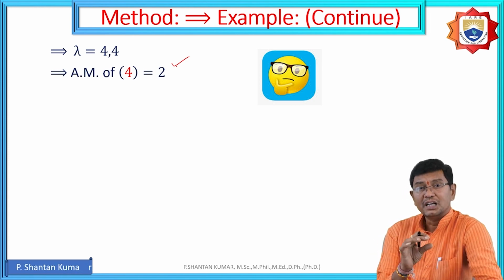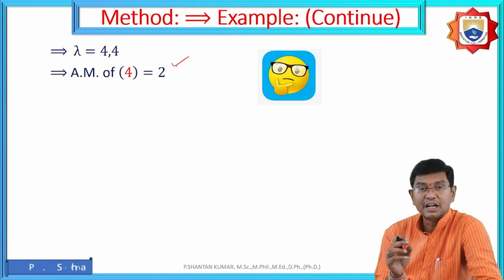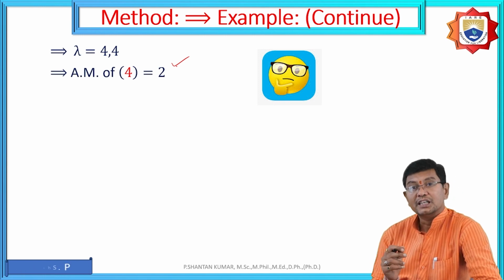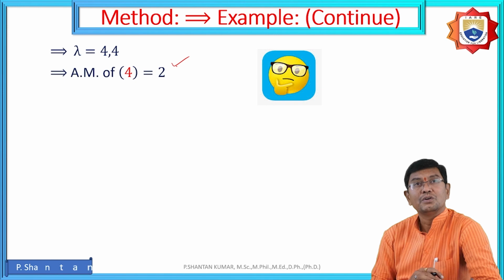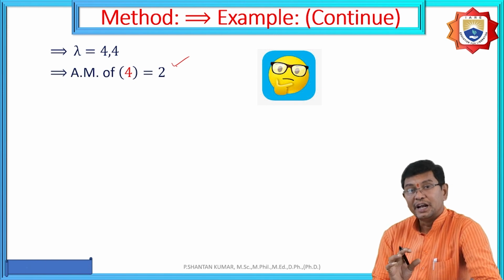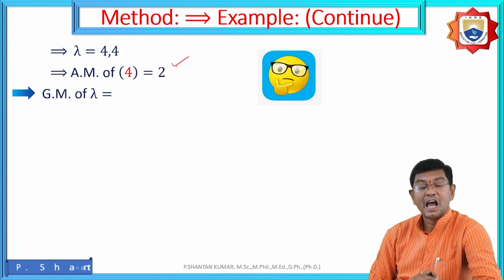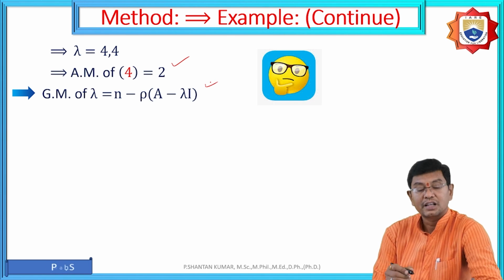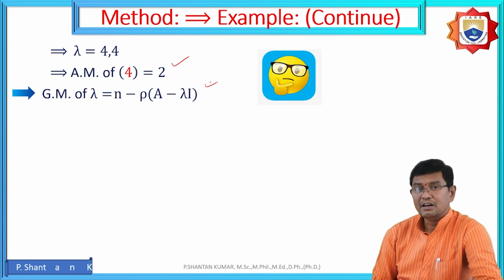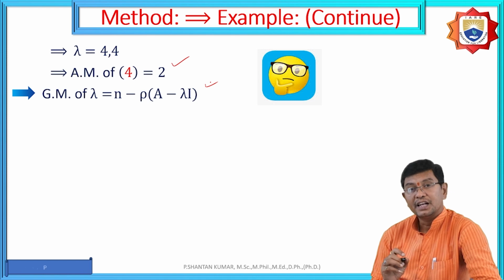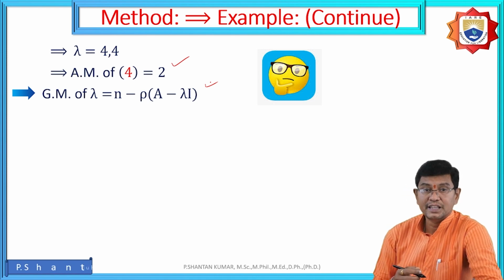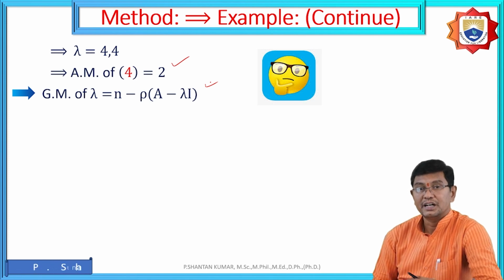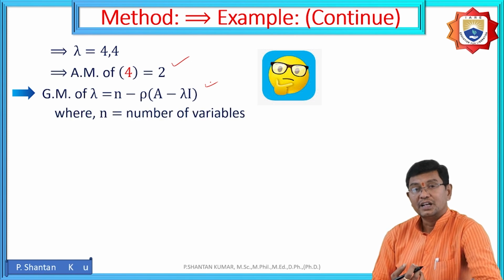And we need to check the geometric multiplicity of the eigenvalue lambda equal to 4. We know the formula: the geometric multiplicity is n minus the rank of A minus lambda I. Here n is the number of variables. In this given matrix there are 2 equations, so automatically there are 2 variables. Therefore n is equal to 2.